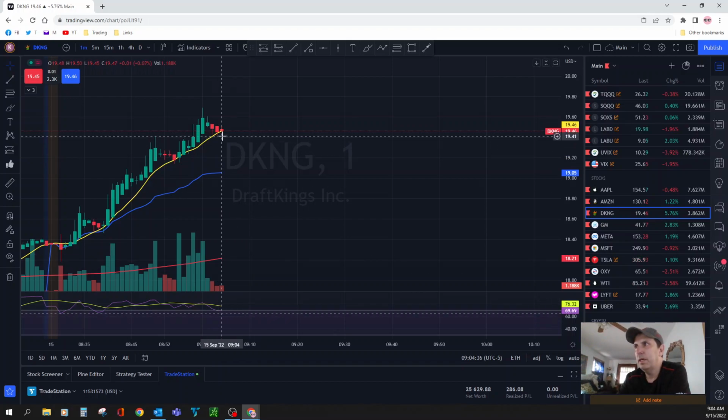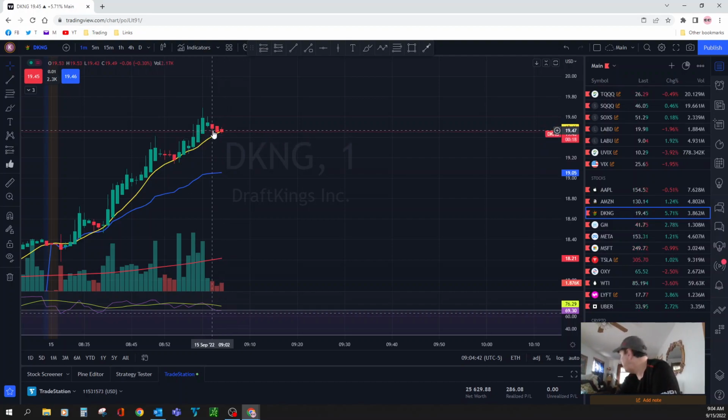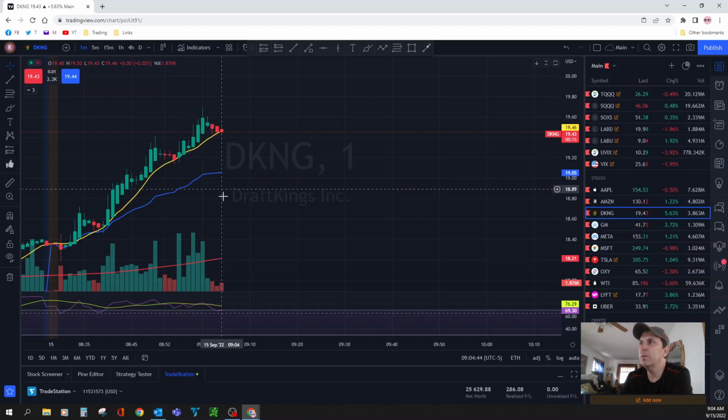So even if it doesn't come down here and give me a negative move, if I get enough red here to slow the momentum down and drop the RSI, then that'll help with my confidence moving up.